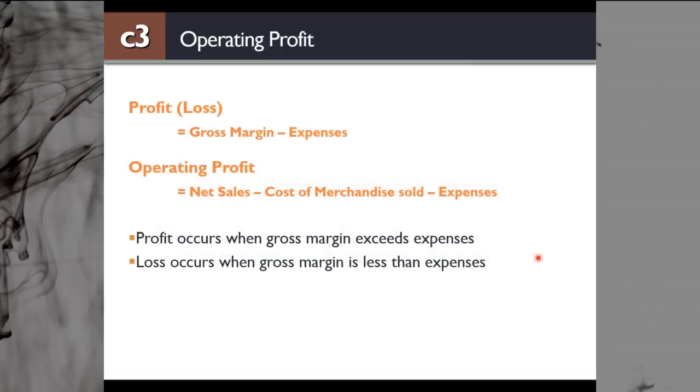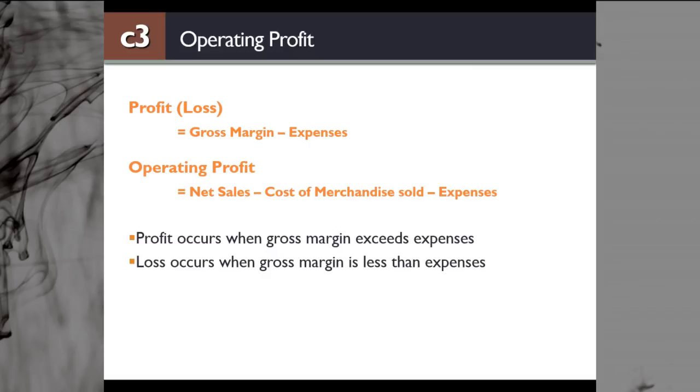And let's go to the operating profit. It can be either profit or loss depending on whether you get the plus or minus. So profit is gonna be gross margin minus expenses. And see the big picture. Your operating profit is gonna be net sales minus cost of merchandise sold, because this is the gross margin, right? Minus expenses. So you have to know this. Gross margin, how you calculate it, then you can see the big picture of this profit and loss statement, and you can calculate this operating profit.